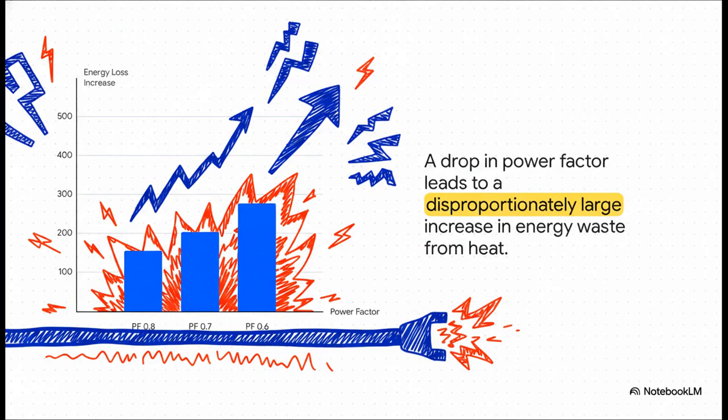At a power factor of 0.8, which isn't even that terrible, your energy loss is already up by 156%. Let it drop to 0.7, it's over 200%. And at 0.6, it's a massive 278%. That is literally money just turning into heat for no reason.